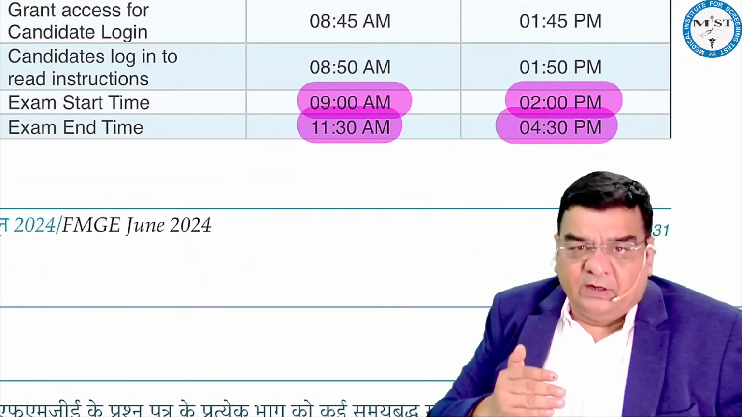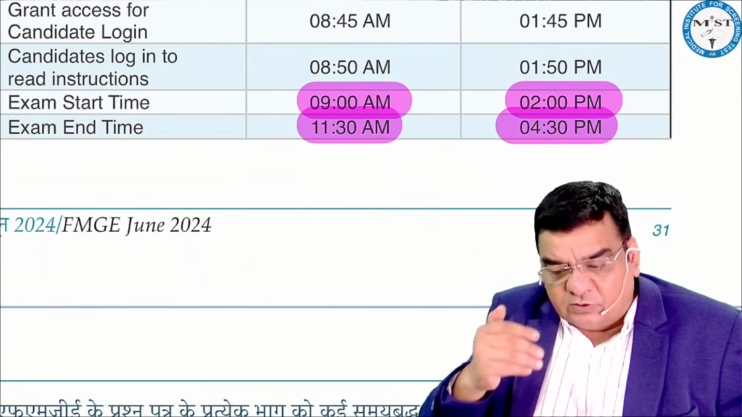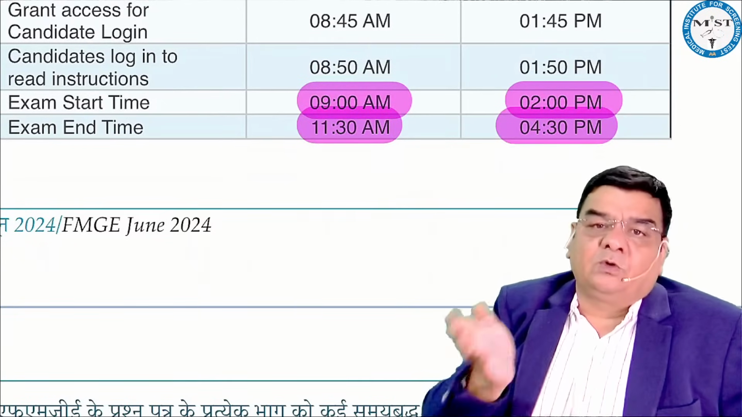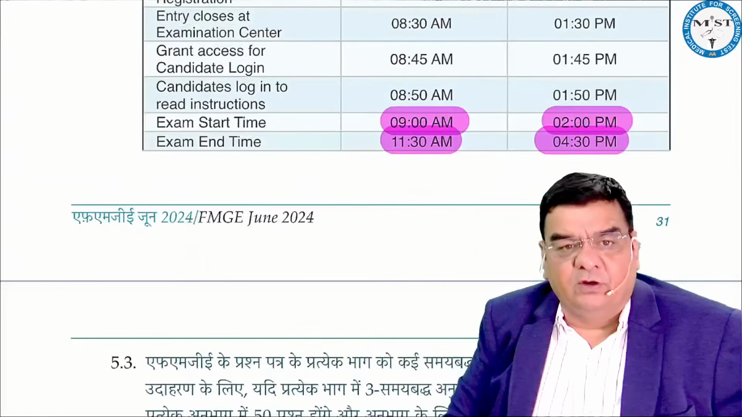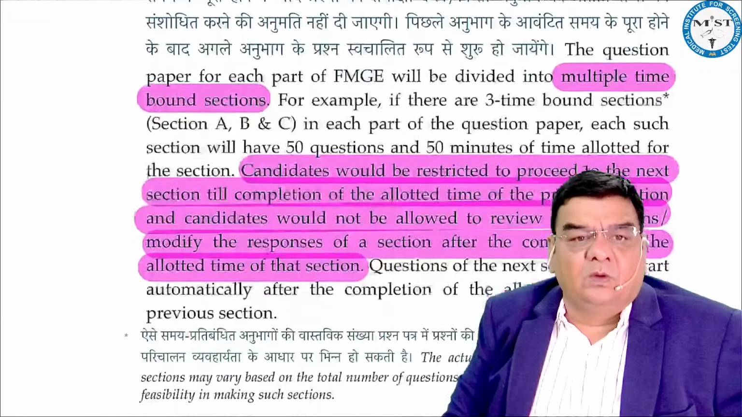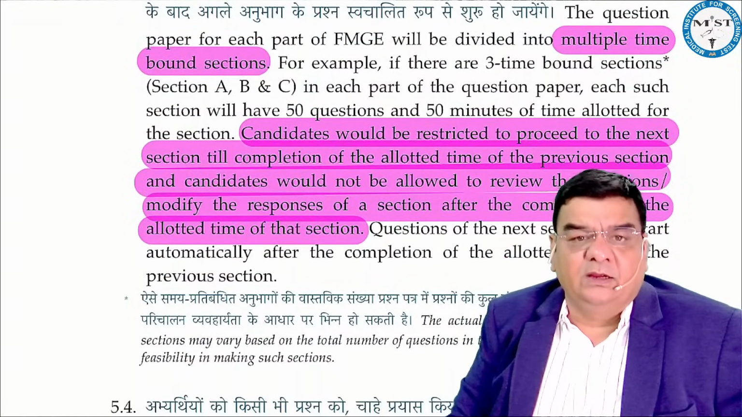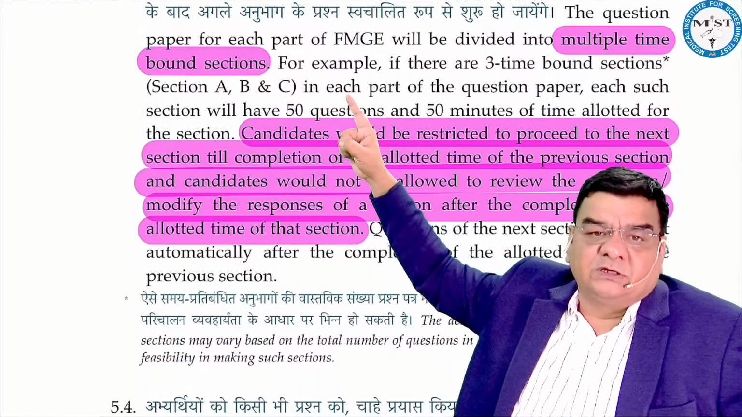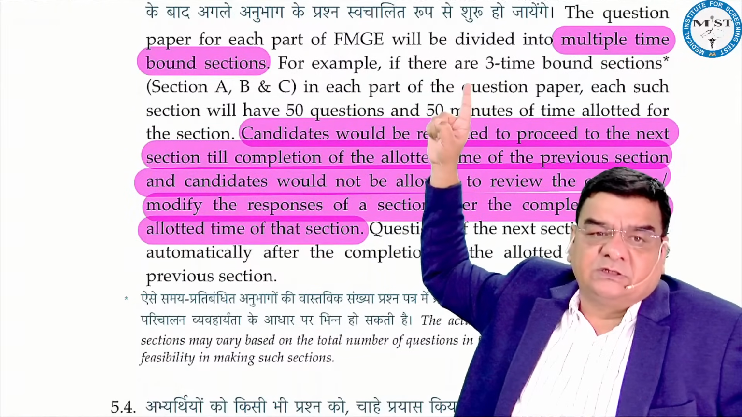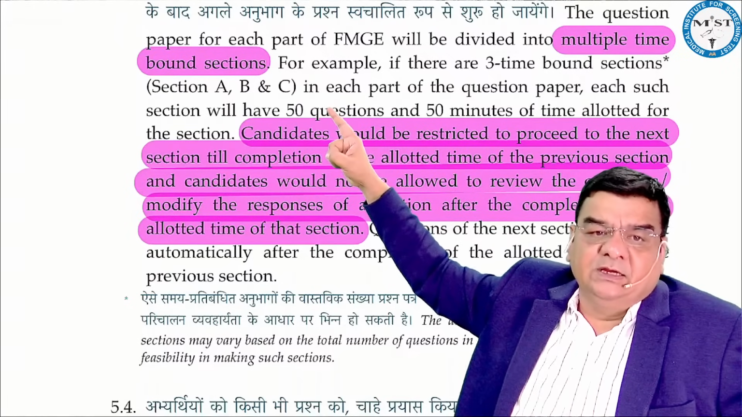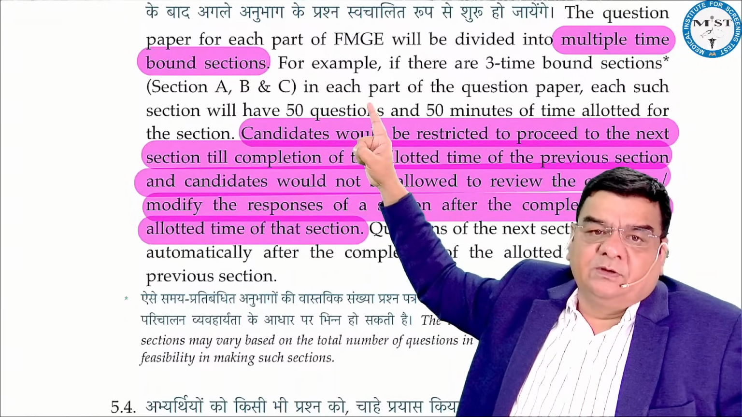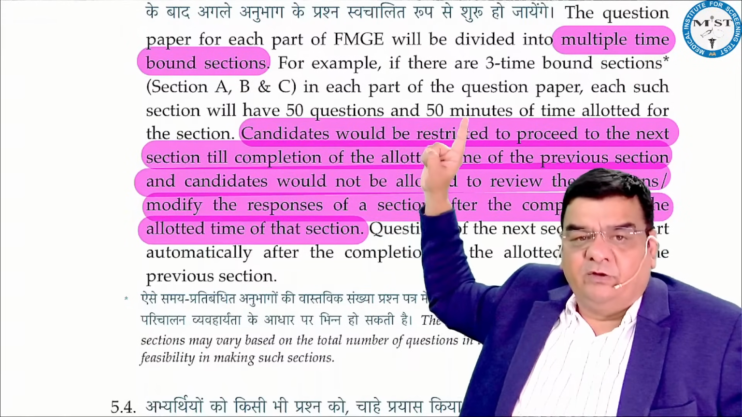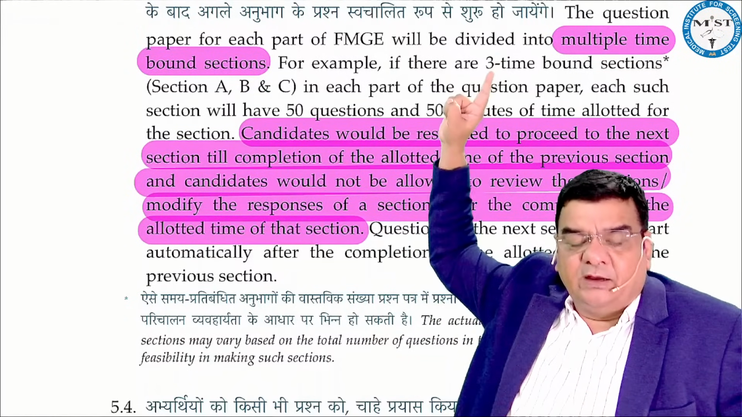And once you have completed one section, as soon as you submit, you will be logged into another section. But you will not be allowed to come back to the previous section, which we have already talked about beta. Now, this is what they were trying to say, that the question paper for each part of FMG will be divided into multiple time-bound sections. For example, if there are 3 time-bound sections, section A, B, C, in each part of the question paper, paper 1, paper 2, each such section will have 50 questions, 50 minutes. This is if there are 3 time-bound sections.